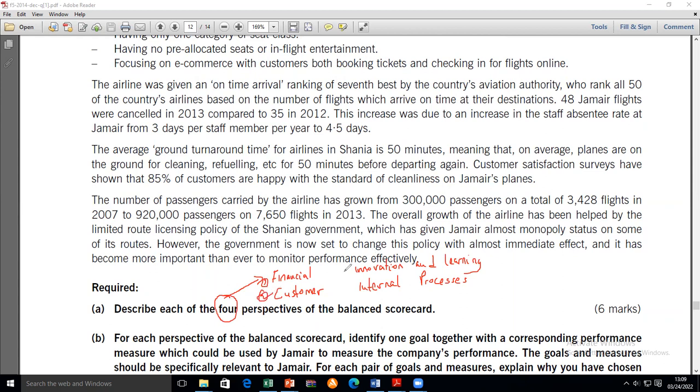Now the question is, what exactly are we going to say about these perspectives? What should we say about these perspectives?